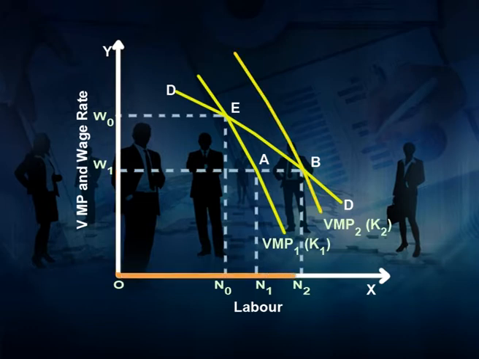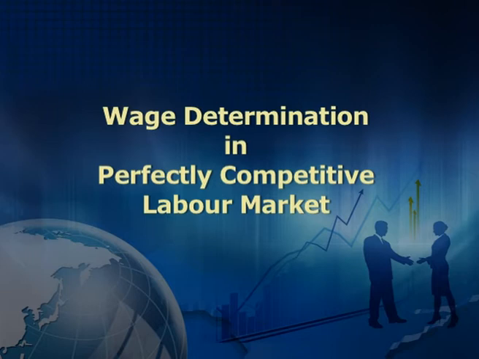Now, the firm will demand ON2 units of labor, which is determined by the equilibrium point B at the VMP2 curve. A curve drawn through equilibrium points E and B represents the demand for labor curve when capital is also variable and adjusted suitably. Moving ahead to the next topic, wage determination in perfectly competitive labor market.